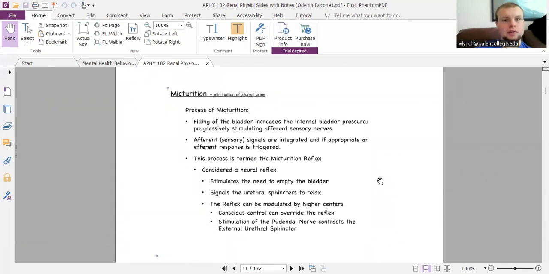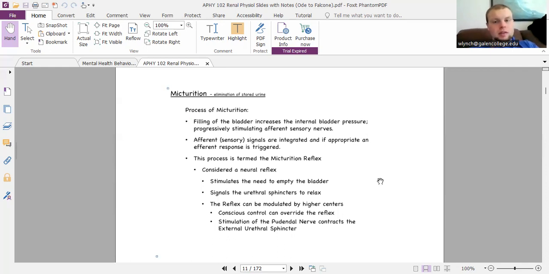All right, the process of the micturition reflex. Again, this is elimination of stored urine, actually losing urine to the outside of the body. You're going to get constant flow of urine from the kidneys down into the bladder. We have a constant drip through the ureters that is sending fluid down into the bladder. As the bladder fills, the internal portion of the bladder is going to become pressurized, and that is going to progressively stimulate afferent sensory nerves more and more for the greater fluid volume that comes in.